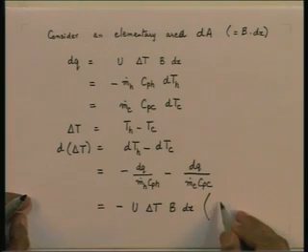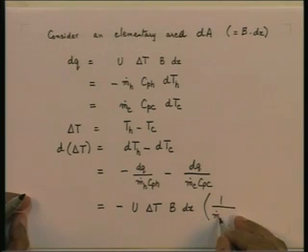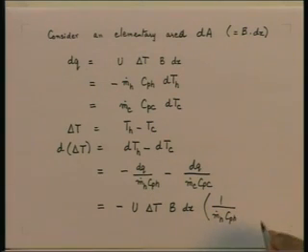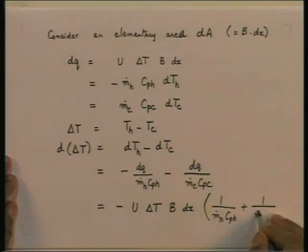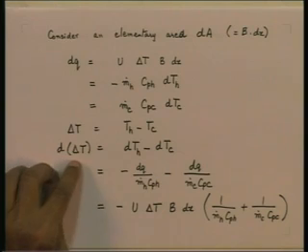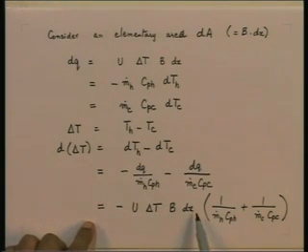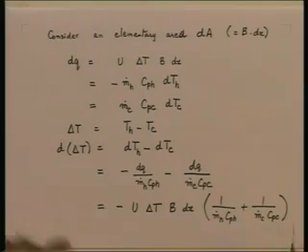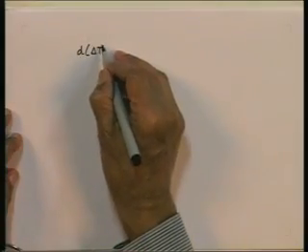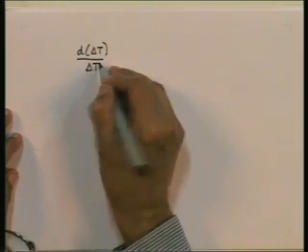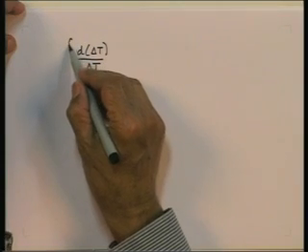And into bracket 1 upon m dot h Cph plus 1 upon m dot c Cpc. That is what I will get. So, d delta T is equal to minus U delta T b dx into 1 upon m dot h Cph plus 1 upon m dot c Cpc. Let us integrate this expression from inlet to outlet. Let us rewrite this expression as d delta T upon delta T, bringing the delta T to the left hand side, and integrate it from inlet to outlet.